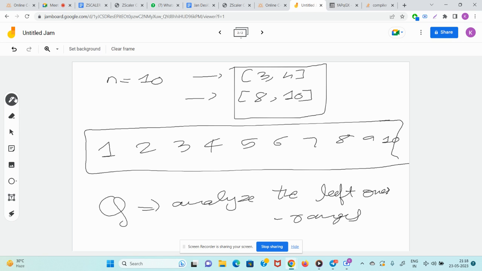Guys, which are the ranges given in the question? 3 comma 4 and 8 comma 10. So let's mark them with the red color. 3 comma 4, 8 comma 10. The question is saying focus on the ranges which are not given. So 3 comma 4, 8 comma 10 is done. So which are the ranges which we should focus on?